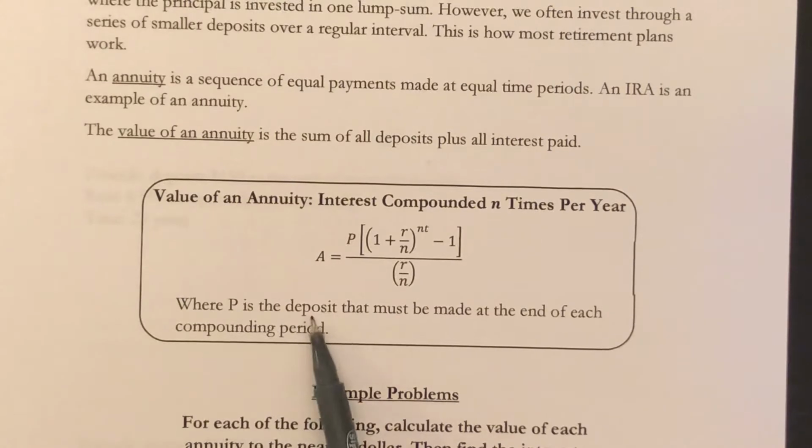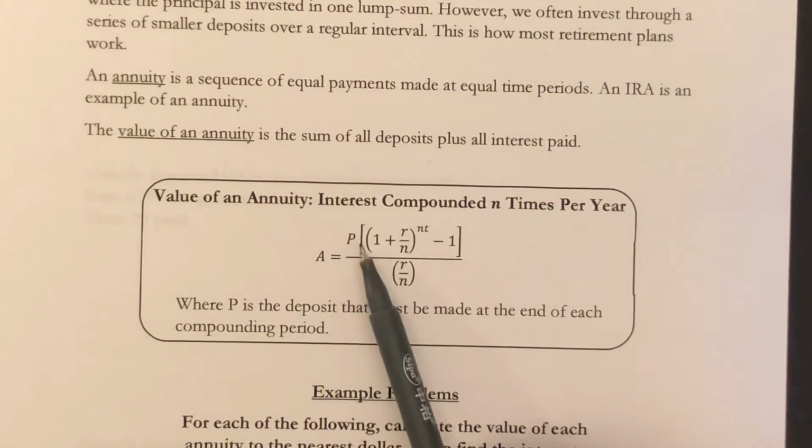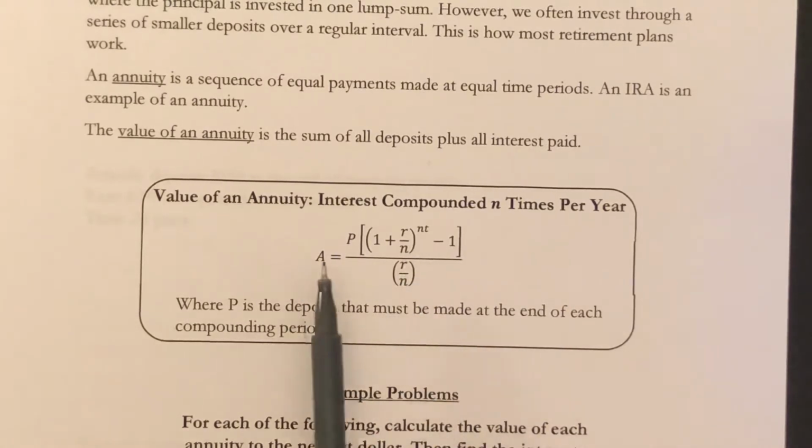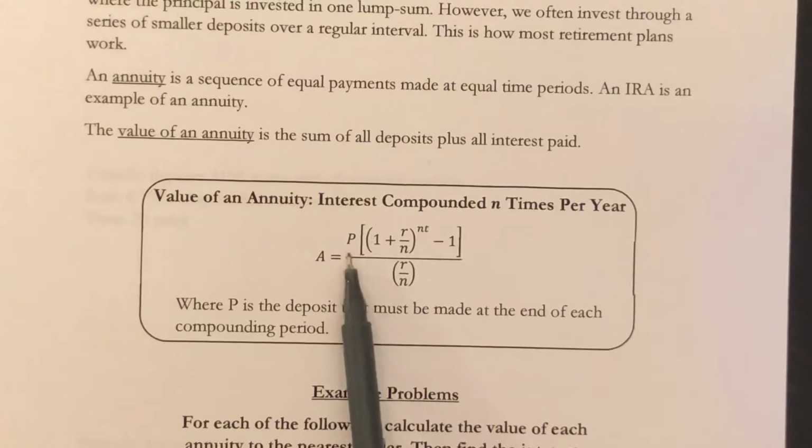P is the deposit that must be made at the end of every compounding period. So it is the amount of money that we are depositing, just not the cumulative value of the money we're depositing. It's just how much we do on every interval. Your rate is still written as a decimal. N is the number of times it's compounded. A is the future value of it. The rest of it's the same. It's just P is now defined a little bit differently.